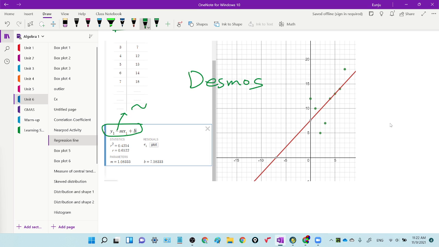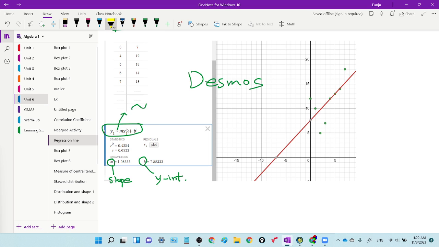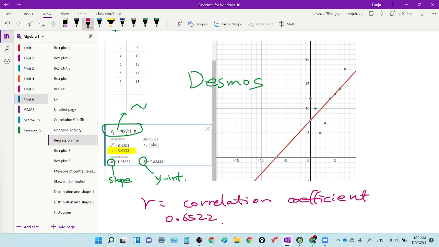And this M is for slope, and this B is y-intercept, and we are looking at R squared, but don't use R squared, use R. R is the correlation coefficient, okay? R is correlation coefficient. So what is R? R is 0.6522, so I can say it shows positive.